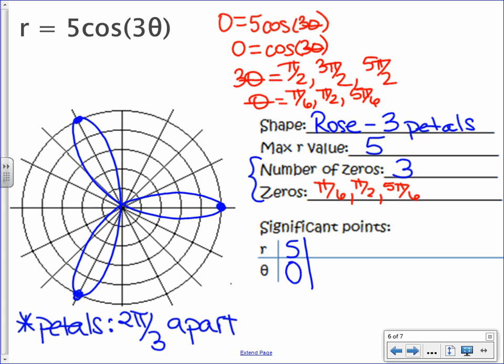Okay, so I would want to see that at pi over 6 we have an R of 0, and that would be enough significant points for me. Okay, because I will look at where you place your petals. Okay, questions?